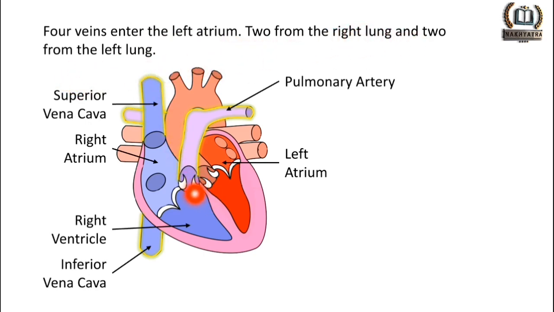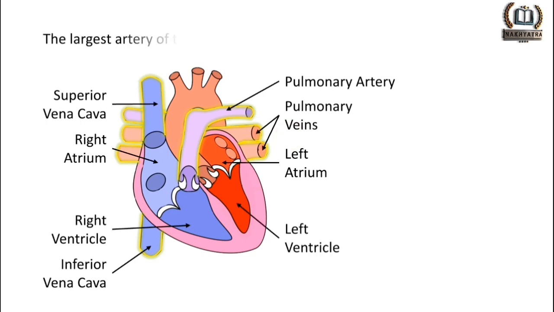এতিয়া এই left atriumতে চাৰিডাল vein সোমাইছে, okay? এই left atriumত. So দুটা right lungৰ পৰা as you can see here and দুটা left lungৰ পৰা. So these are called pulmonary veins. Clear everybody?